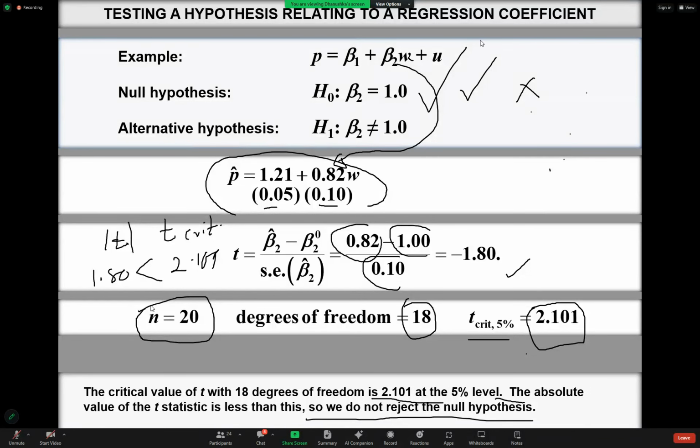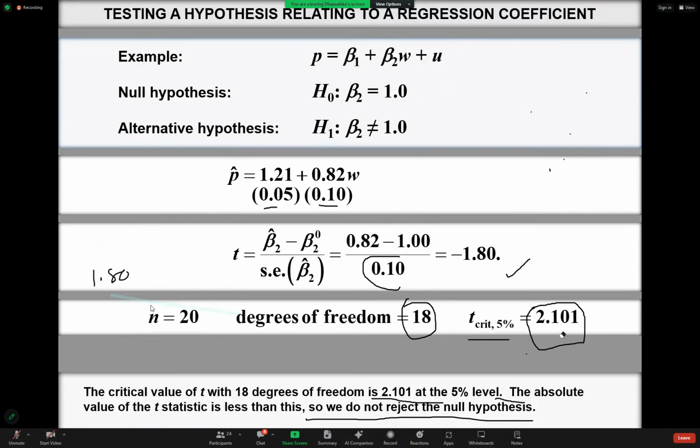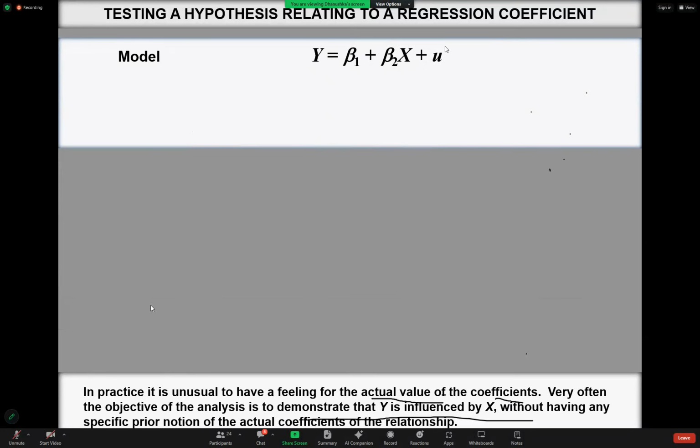Is it clear? No. If you have any doubt, you can raise it, okay? Then we will move to the next section.